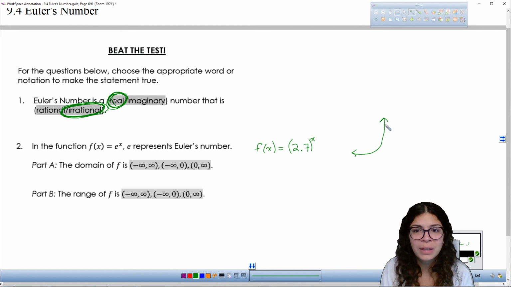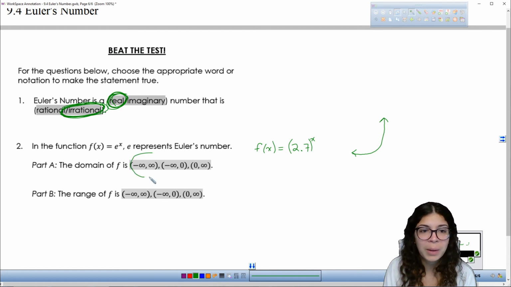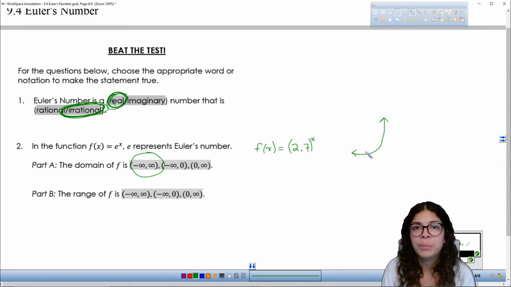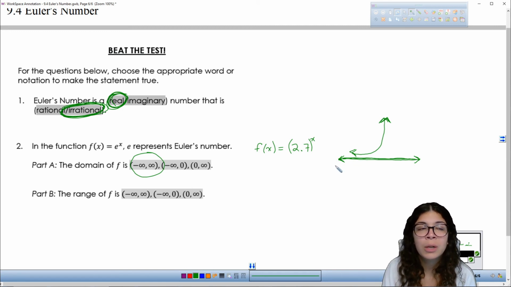Now the domain for this is negative infinity to positive infinity. You have an infinite arrow on the left, an arrow on the right, negative infinity to positive infinity for x. Now, for the y value, if you remember exponential growth, it is above the x-axis. Exponential growth will infinitely get close to 0, but never actually touch 0 or cross the x-axis. So the range is from 0 to infinity.